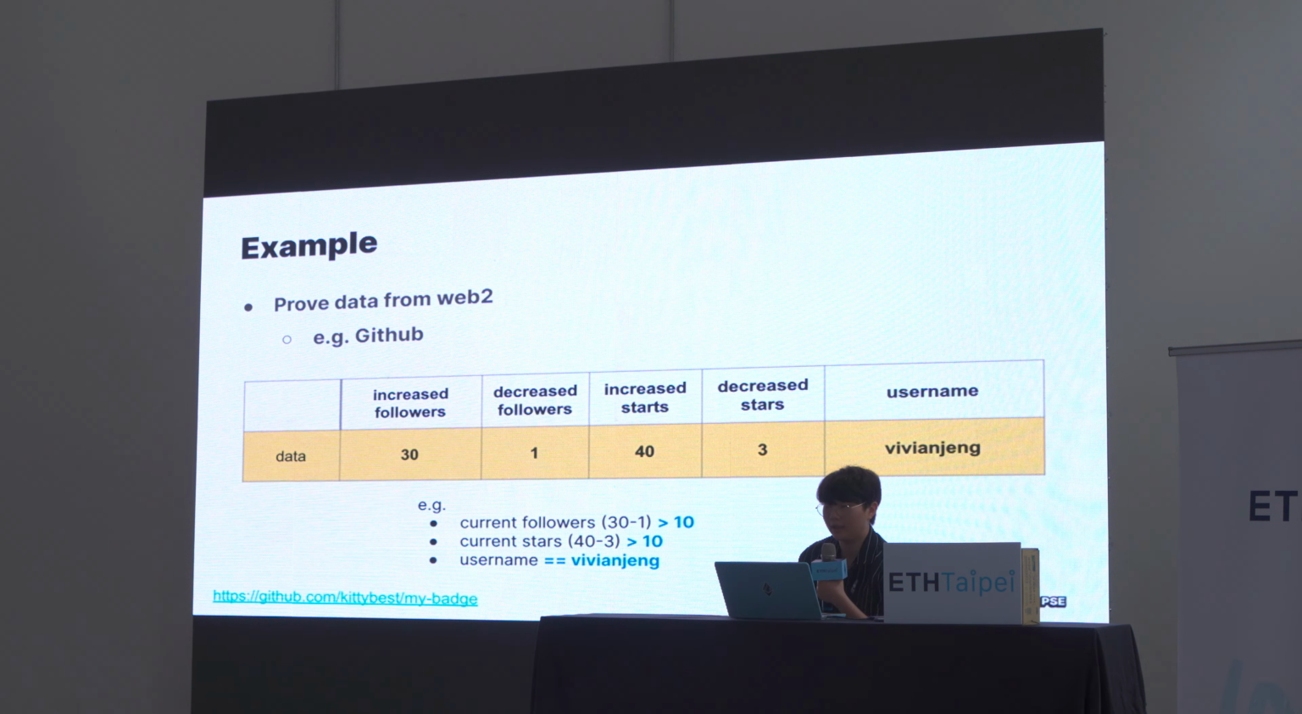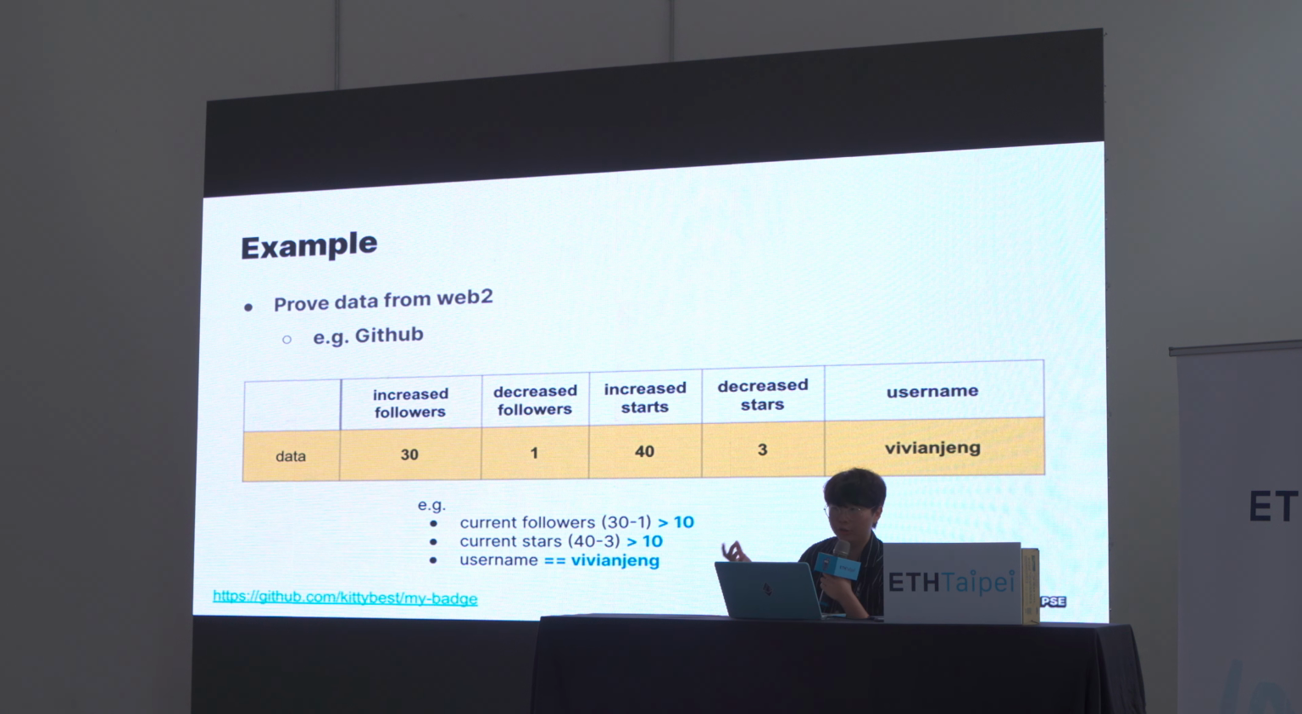The first one is I can prove data from Web 2, like GitHub, and we can define the data fields to be increased followers, decreased followers, increased stars, and decreased stars. Because the sum data field can only be added together.